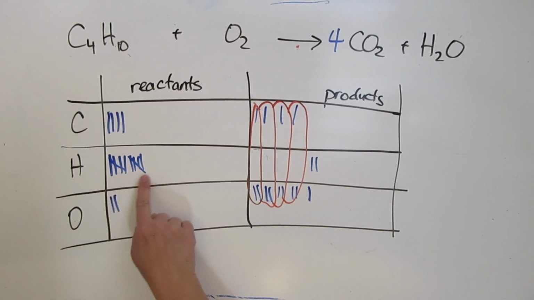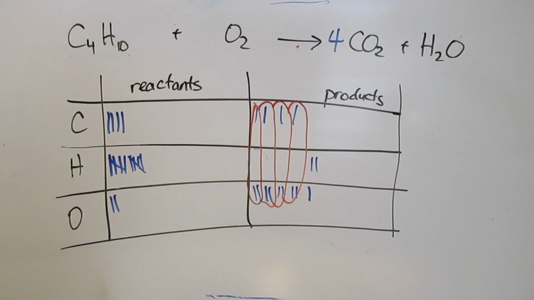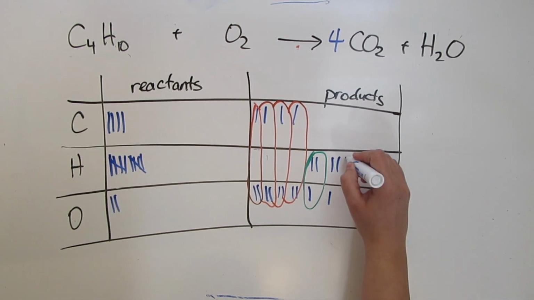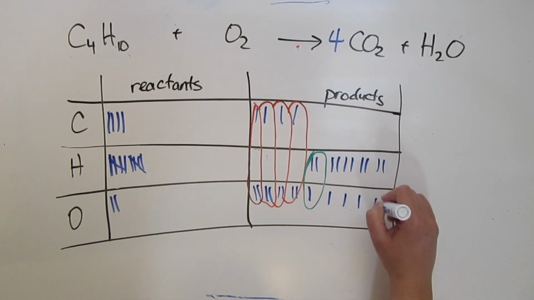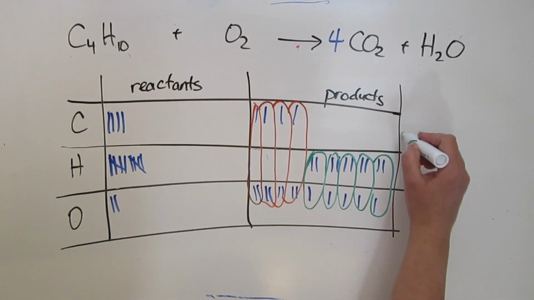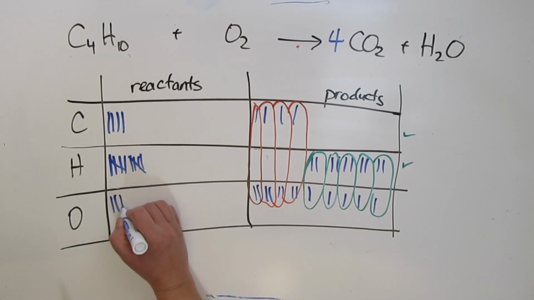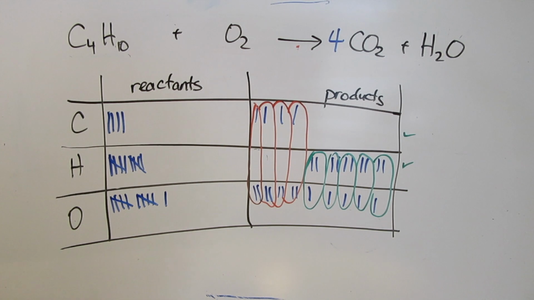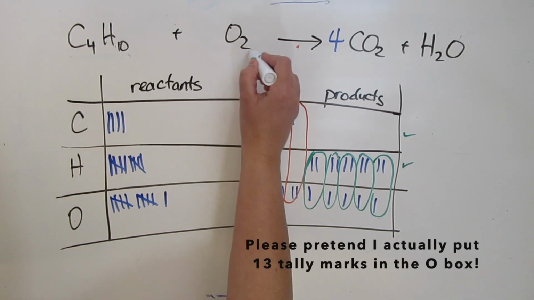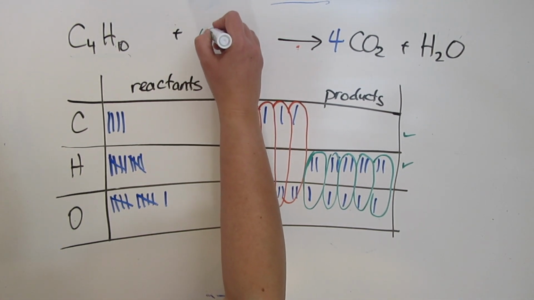Now we have 10 hydrogens here and only 2 here. How are we going to add more hydrogens on this side? Well, there's only 1 thing that has hydrogens in it. That's water. So let's add enough waters that the hydrogens balance. Now we have to balance the oxygens. So we have 2, 4, 6, 8, 9, 10, 11, 12, 13 oxygens over here. And that does not match up with a number that's divisible by 2. So what is that? That is 6.5 oxygens.